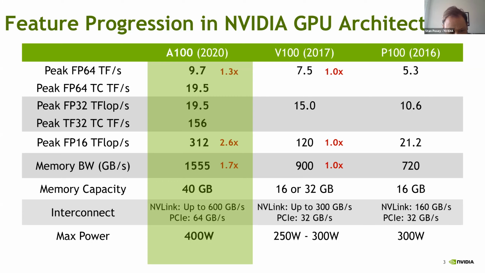Now, we also introduced a new network interface, NVLink 3, which is up to 600 gigabytes per second over what we had in NVLink 2 at 300 gigabytes per second. And now we're up to a max power of 400 watts, which is standard for most servers that you have available today.